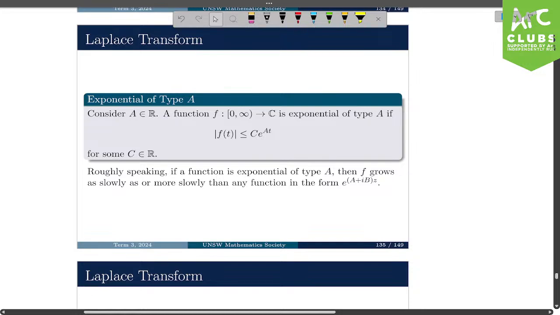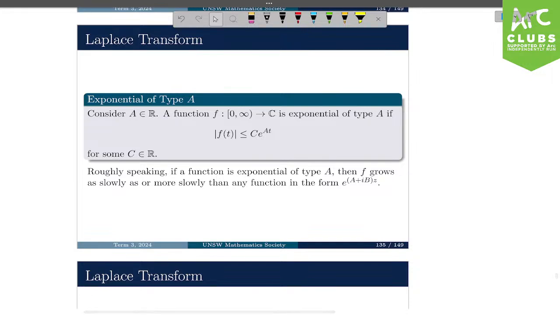So that was a quick intro to the Fourier transform. We don't really touch it too much in this course, but then it comes into Laplace transforms.